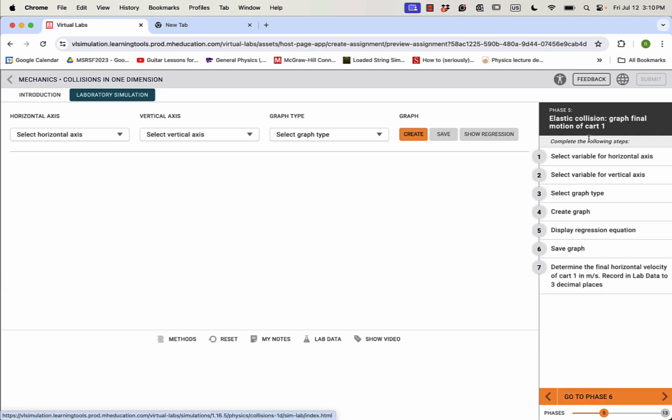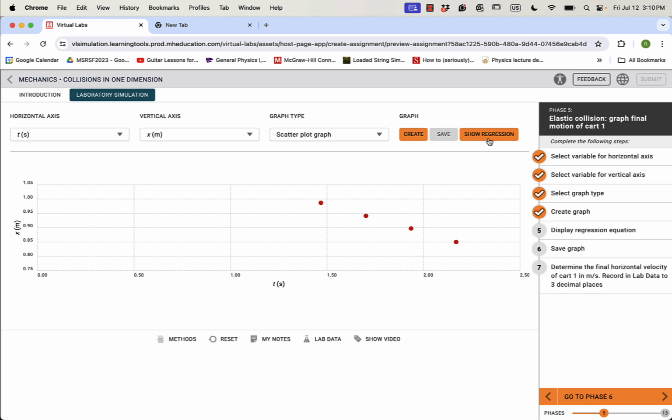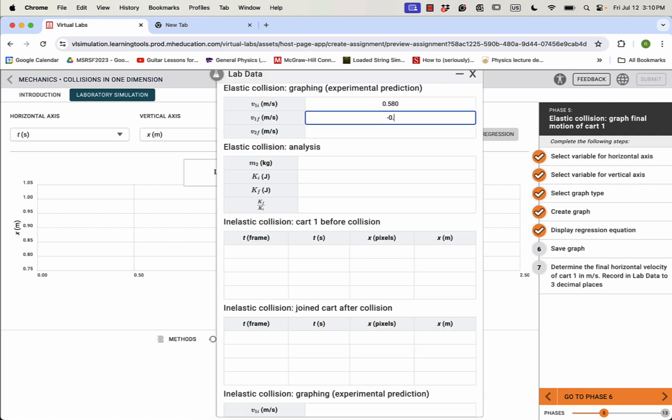Now we want to find the final velocity of cart 1 after collision. So time, position, and then we do the scatter plot, create, and show regression, and that will give us the velocity. The velocity is negative in this case because after the collision it's moving to the left. Whenever an object moves to the left, its velocity is negative. So that's negative 0.195.